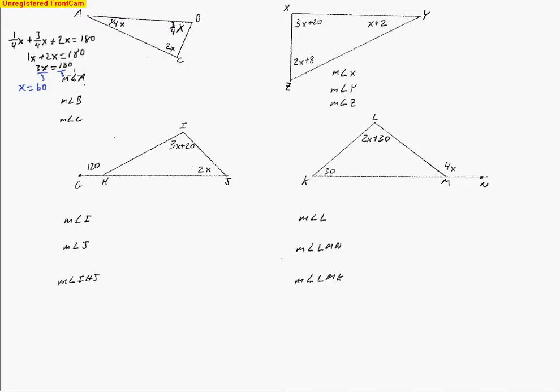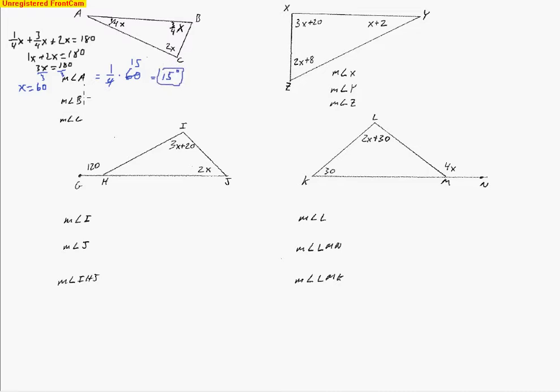What they want us to do from here is find out the measure of angle A. Well, I'm going to take that 60 and place it in for x right here. So I've got 1/4 times 60, and 4 goes into 60 15 times. And so that will be the answer for angle A, 15 degrees.